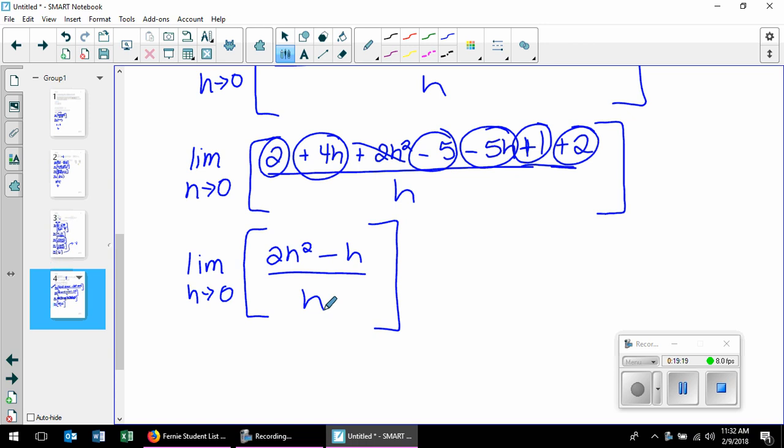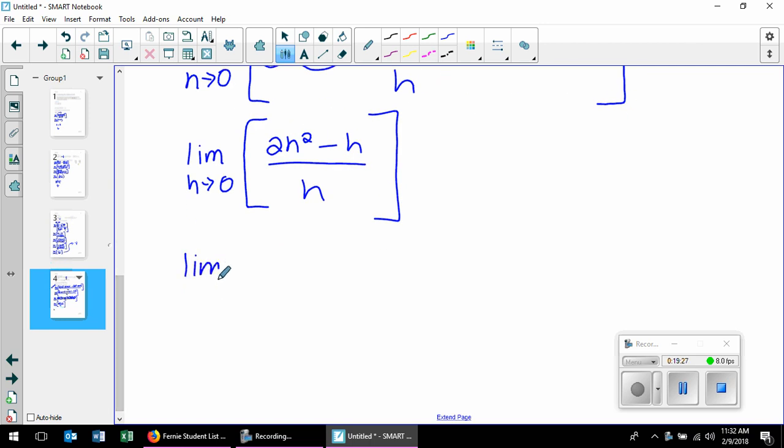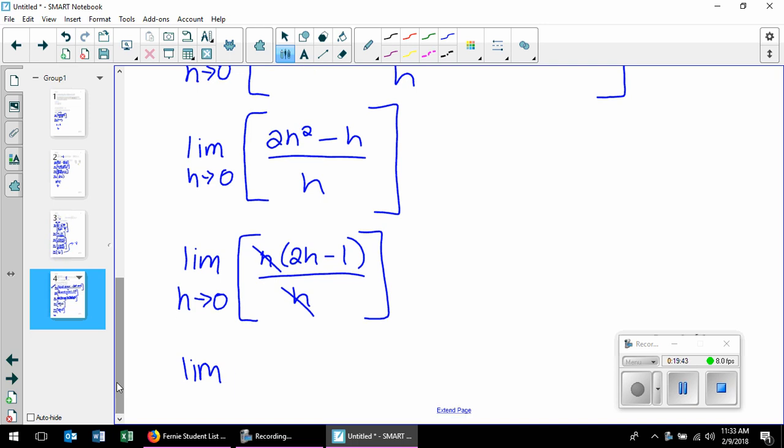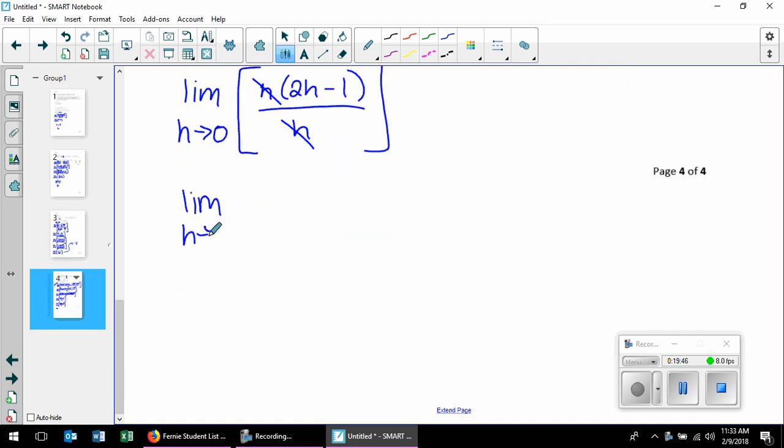Anybody see what we can do to get rid of that denominator? Got rid of h. And so as h approaches 0, my equivalent expression is 2h minus 1. Do some direct substitution, and what am I approaching? Negative 1.